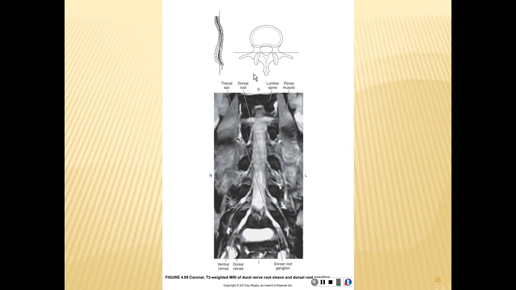T2 weighted MRI of dural nerve root and dorsal root. Be familiar with the anatomy here: the thecal sac, the dorsal root, the lumbar spine, the dark portion, and the psoas muscle coming off, going down adjacent to the lumbar spine.